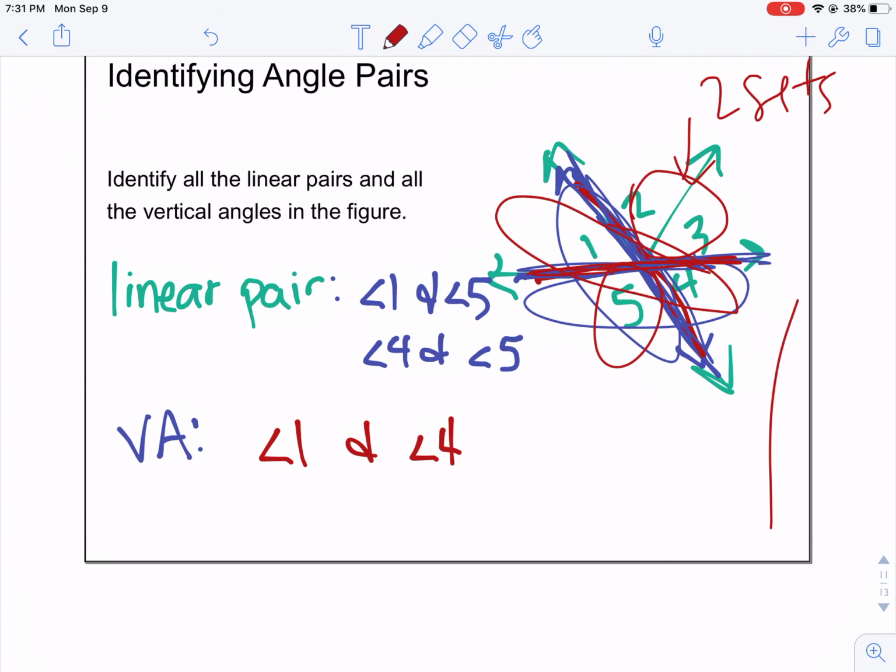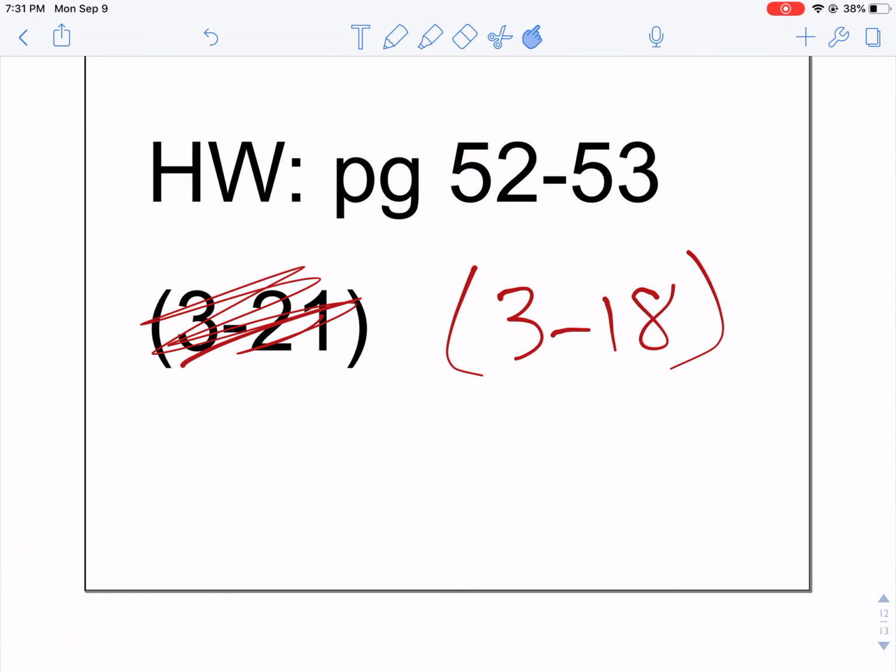And that was the lesson today. If you have questions, let me know. We did page 52 and 53, 3 through 18.